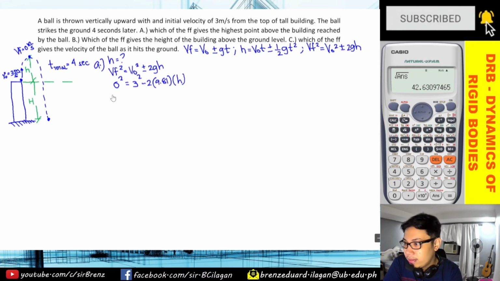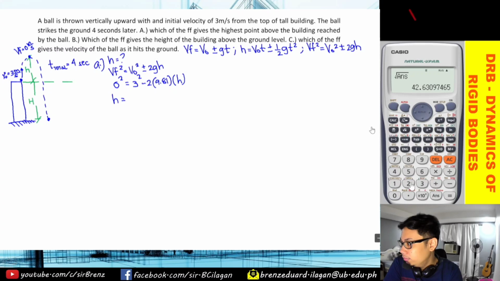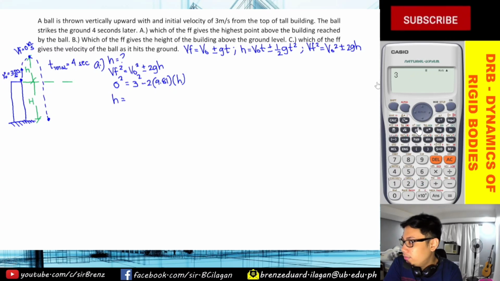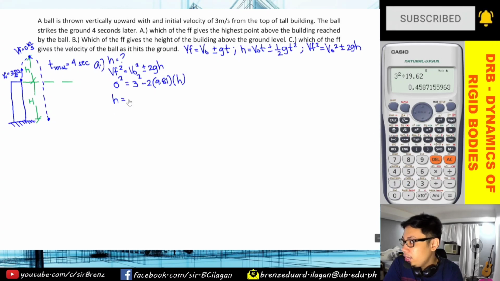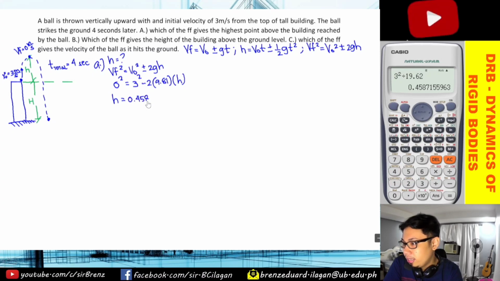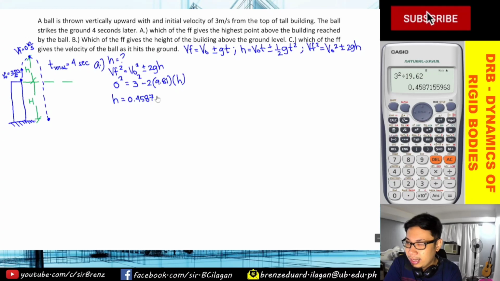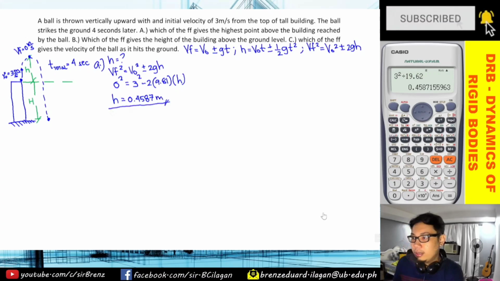Okay, so what will be the value of your h? So 3 squared divided by 19.62. So h is 0.4587 meters.